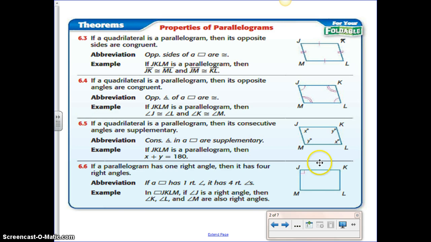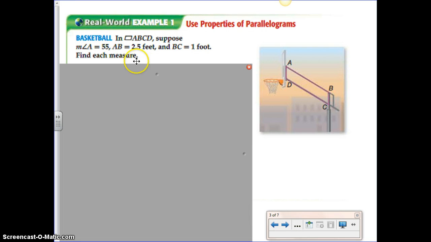6.5 says if a quadrilateral is a parallelogram, then consecutive, which means in a row, so like angle J and angle M, angles are supplementary. So these two angles would add up to equal 180. And 6.6 says that if a parallelogram has one right angle, then we know all four angles will be right. Let's use that in example 1.